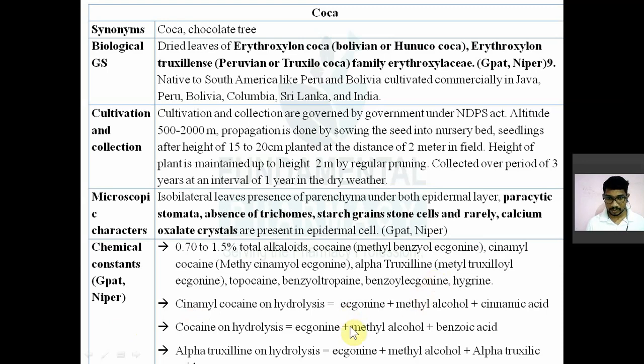Okay, so remember the hydrolysis products, it is important for your GPAT exam. Cinnamyl cocaine on hydrolysis will give you ecgonine base, methyl alcohol, and cinnamic acid. Cocaine on hydrolysis will give you ecgonine, methyl alcohol, and benzoic acid, and alpha-truxillines on hydrolysis will give you ecgonine, methyl alcohol, and truxillic acid.